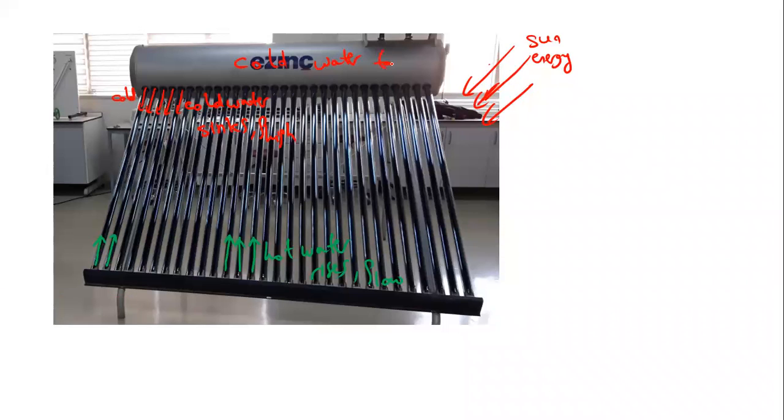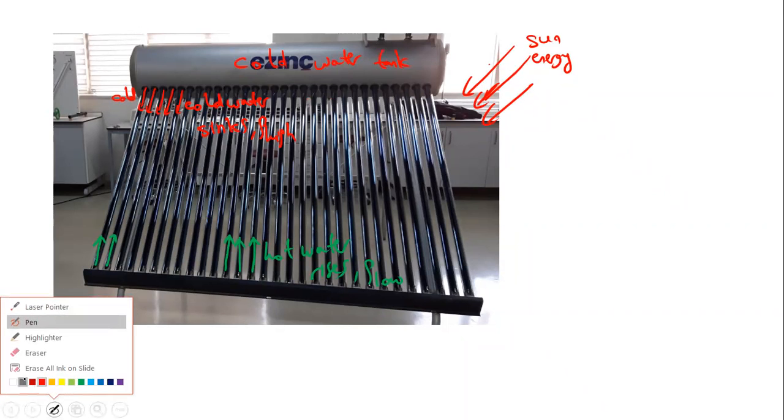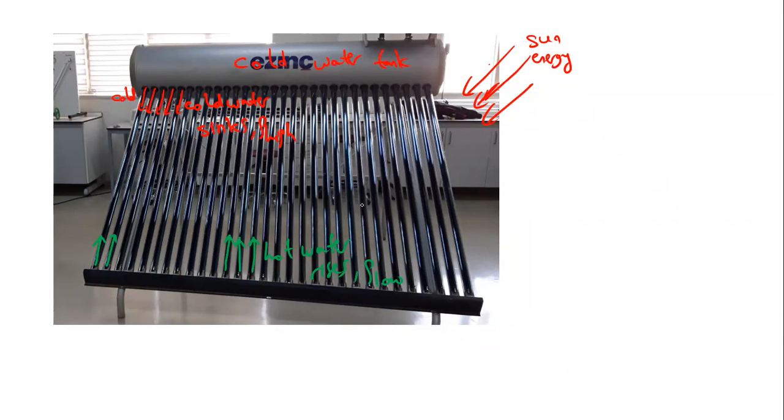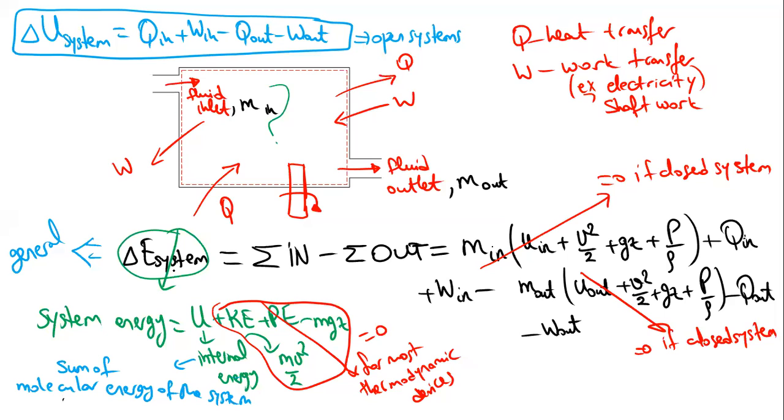At the tank here, this will go back to the cold water tank, and we will have the mixing process. After some time, this cold water tank will be hot, and you will have the equilibrium conditions, and there will be no heating at all. This is the general picture, and now I will apply this equation that says the change of system energy will be equal to in minus out.